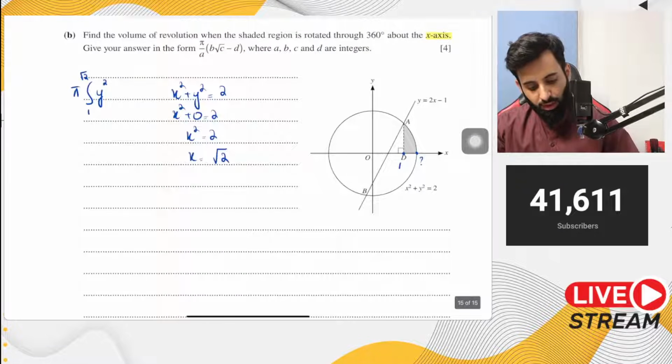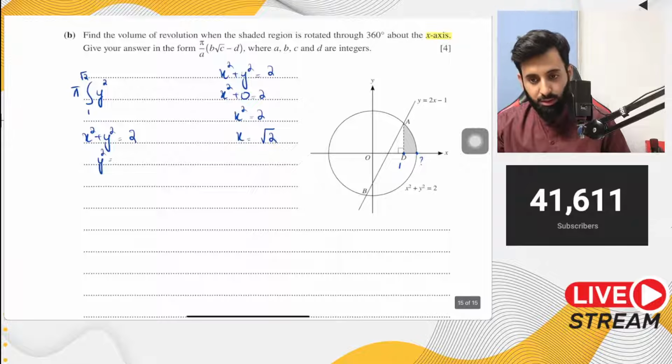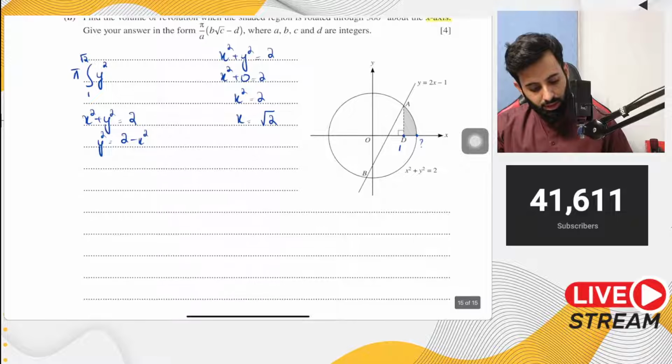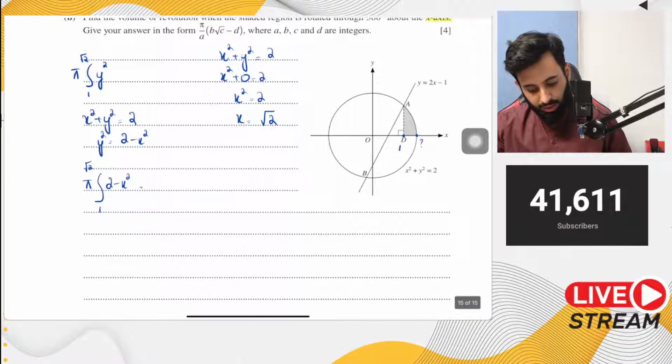Now, let's bring this over here. Thankfully, since you have the equation of a circle, y is already squared. So x square plus y square equals 2. That means y square equals 2 minus x square. This is what I'm going to integrate: y square, 2 minus x square, within the limits under root 2 and 1, and I'm going to multiply it by pi. So let's integrate this carefully. We have 2x minus x cube upon 3 within the limits under root 2 and 1.